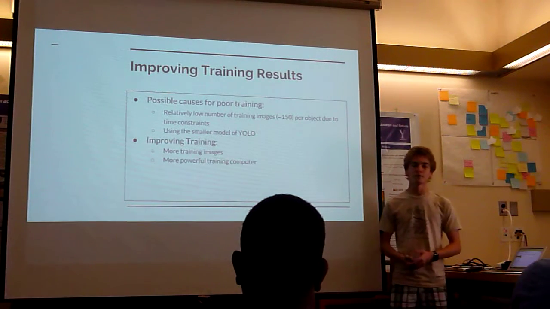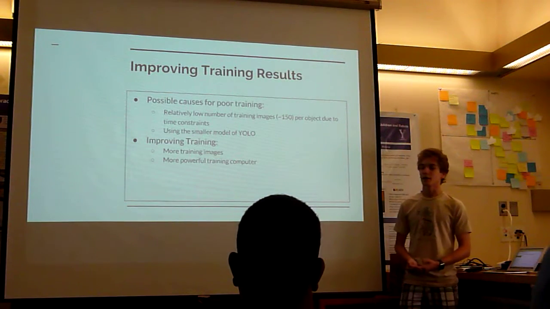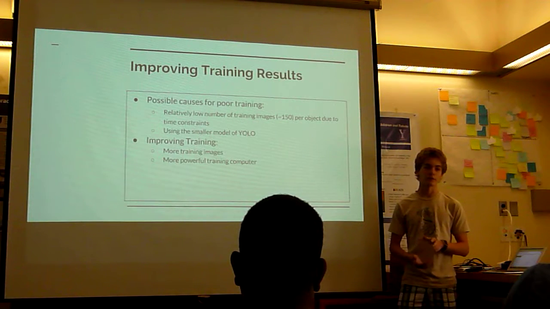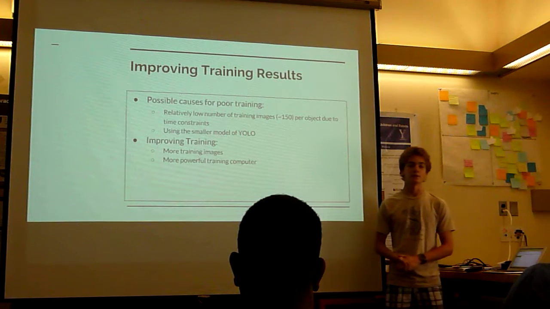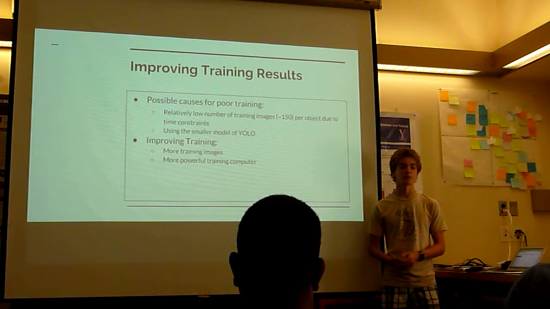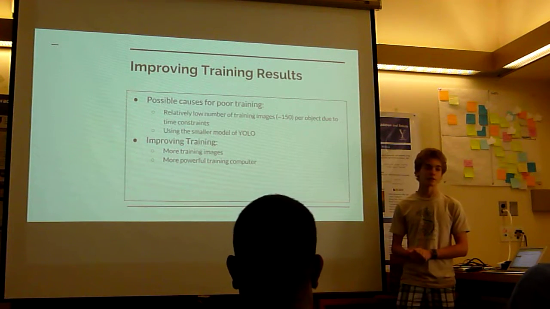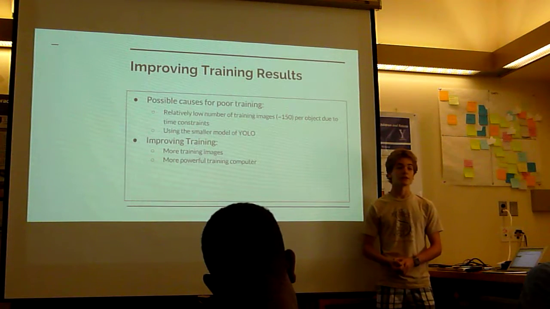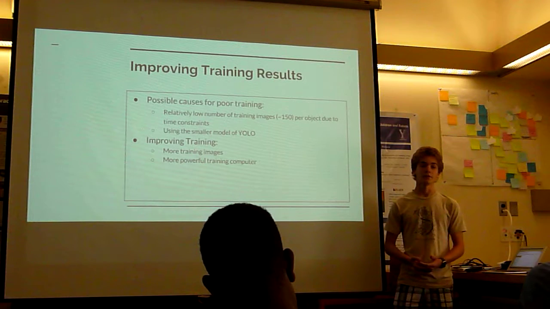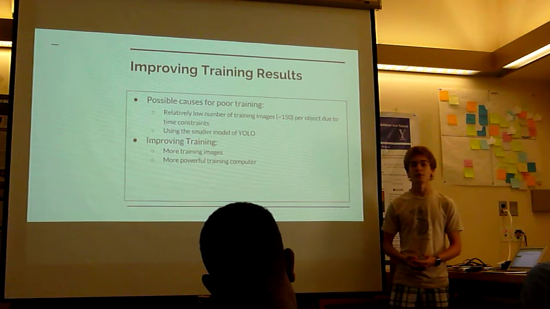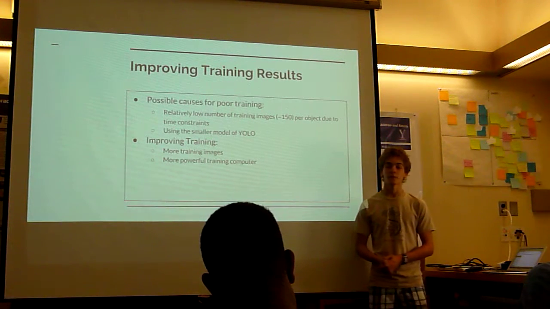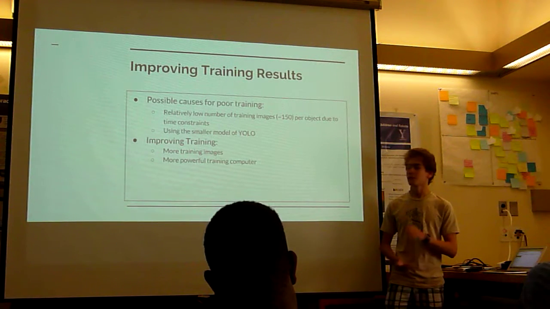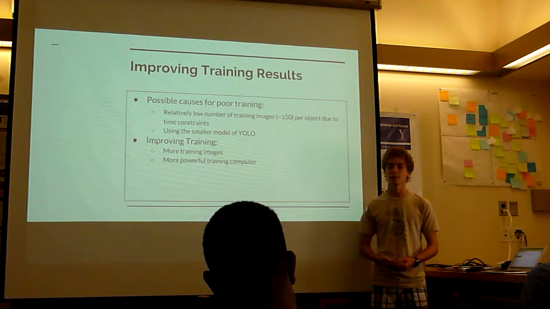So some possible reasons for this poor training would be that I had a relatively low number of training images, only about 150 per object, due to the time it took to take the images and process them for training, as well as the increased time on the network. And we were also forced to use a smaller model of YOLO because we only had a graphics card with 1 GB of graphics memory, whereas the full version takes up 3.5. So we had to use a slightly smaller model, which also decreased the accuracy.